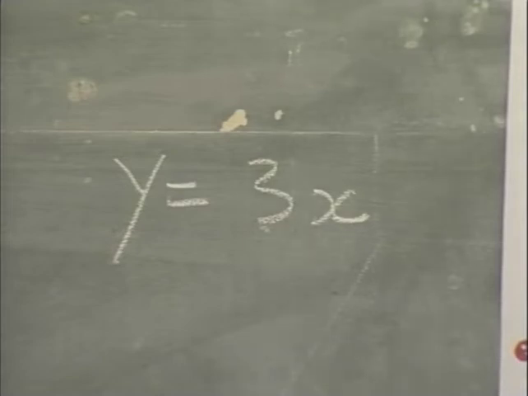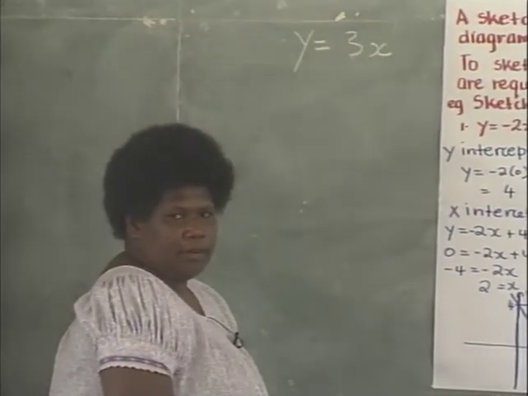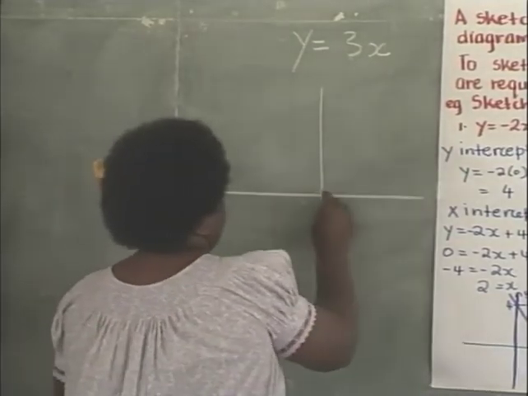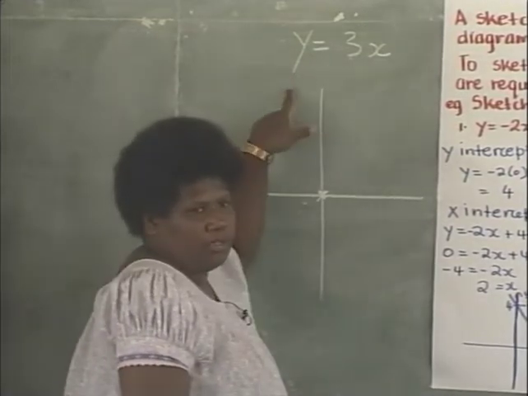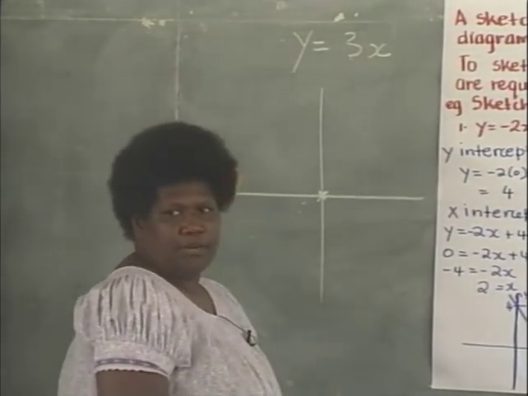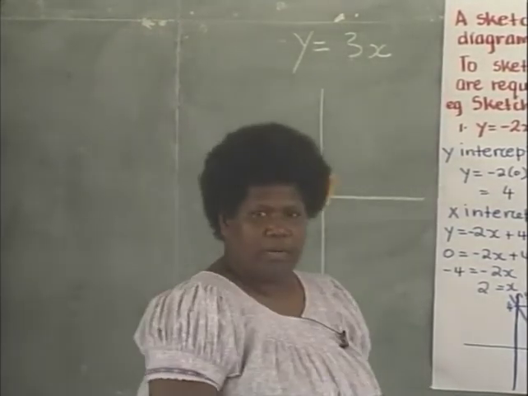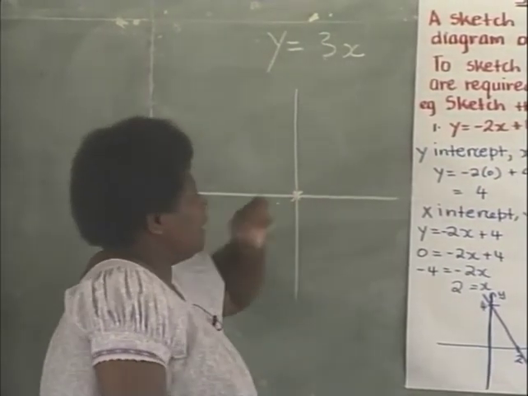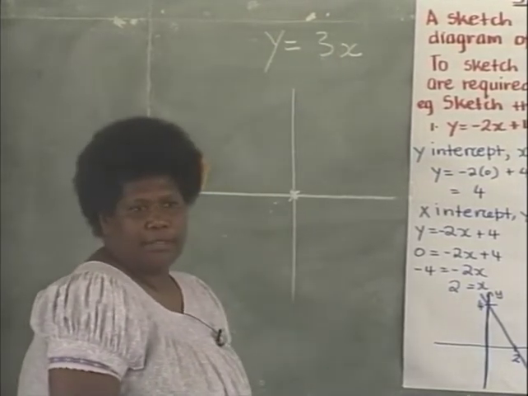Okay, let's look at y equals 3x. What's the x-intercept? And the y-intercept? That's only 1 point. So how can you sketch? The x-intercept is 0 because if you make y 0, x will be 0. And if you make x 0, y will be 0. So how can you sketch the line? You cannot just draw any odd line, because all the lines where the y-intercept is 0 will go through the same point.